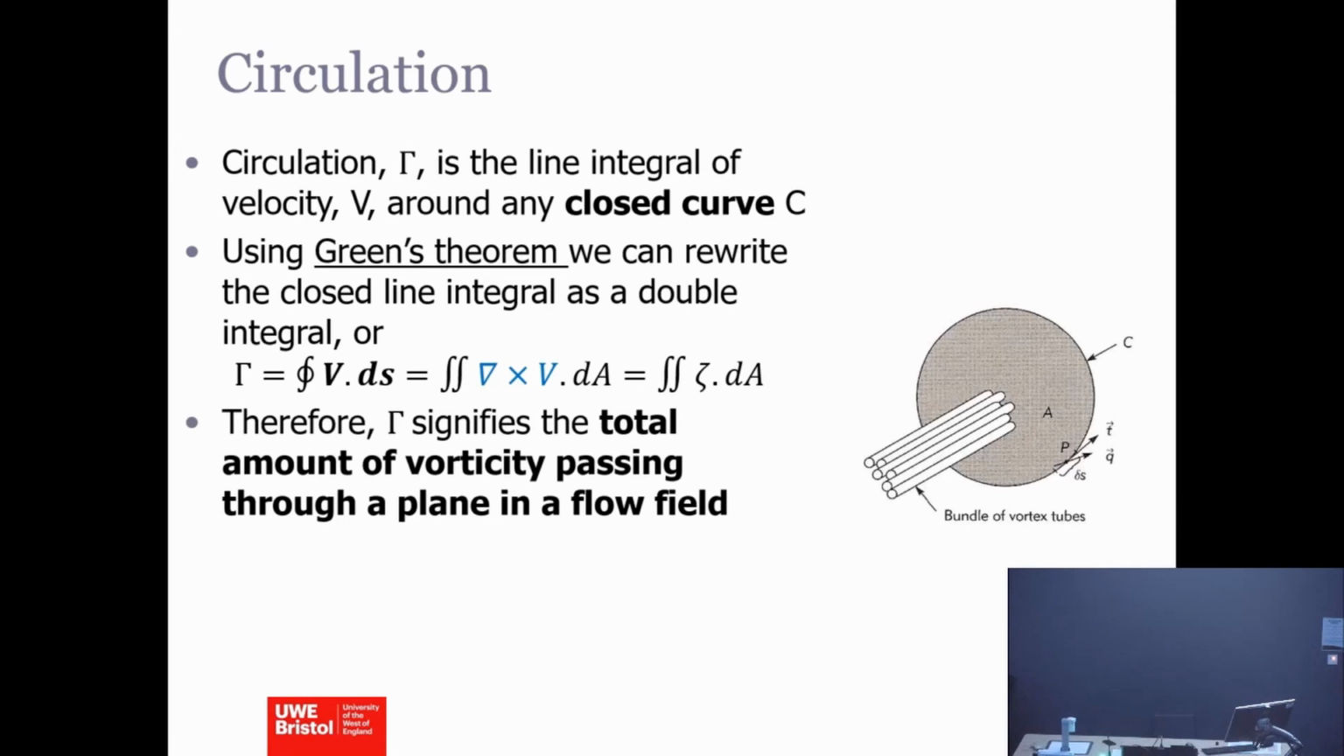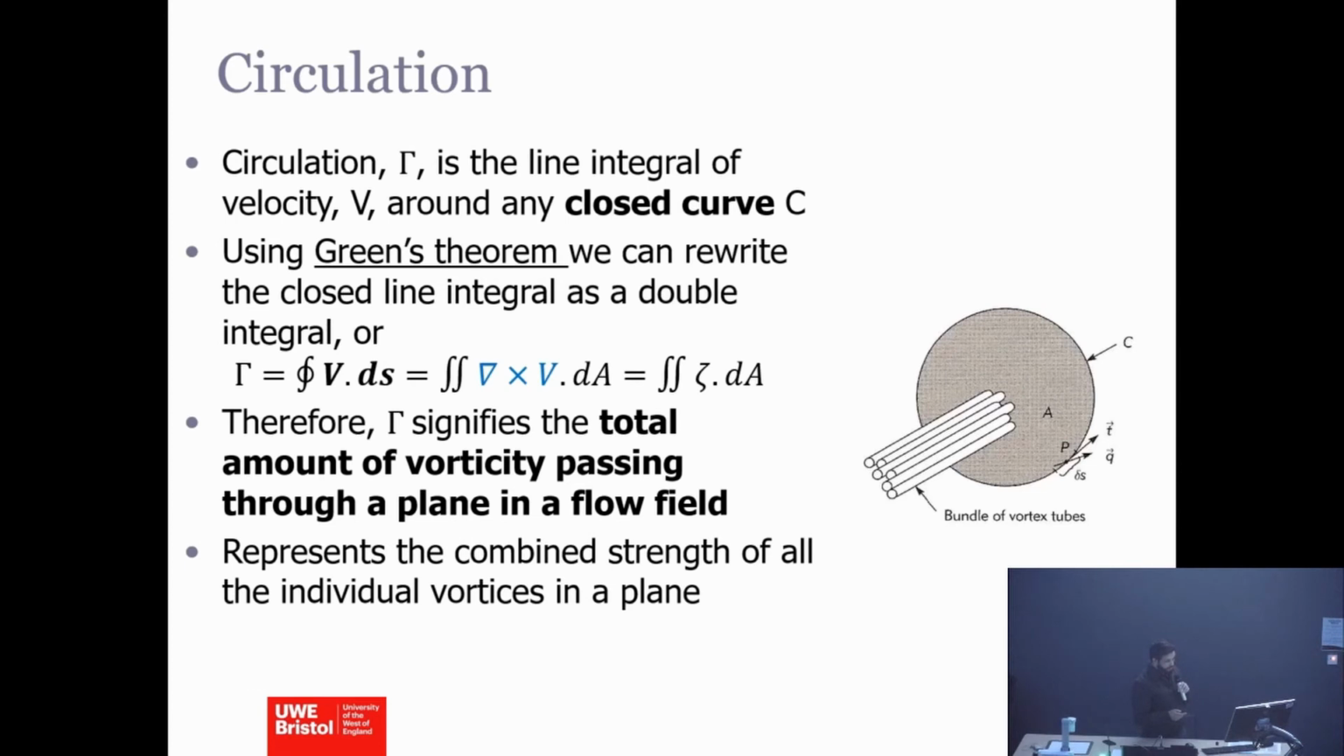Therefore, circulation tells us the total amount of vorticity that passes through a plane or a surface in a flow field, which is very nice because now, when we talk about circulation, we can always try to link it to vorticity. So that's the main concept of circulation. If you think about vorticity as small vortices rotating, and you integrate all of those, you get what we call the combined strength of all vortices over a plane or surface. That's just another way of saying it. The key thing is that circulation is related to vorticity through a surface integral.